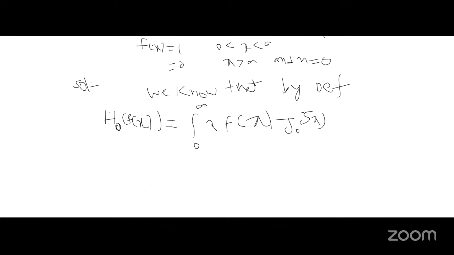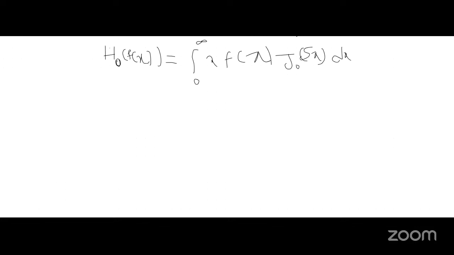Okay, and next. Here f of x equal to 1. So it becomes the integral from 0 to a of x into J naught of s x into dx.